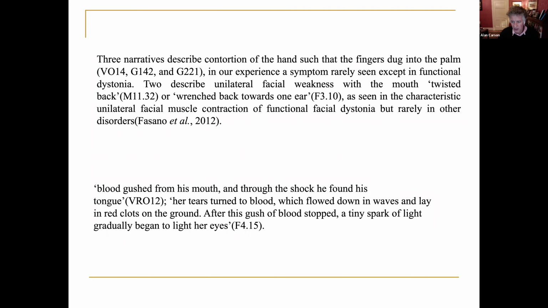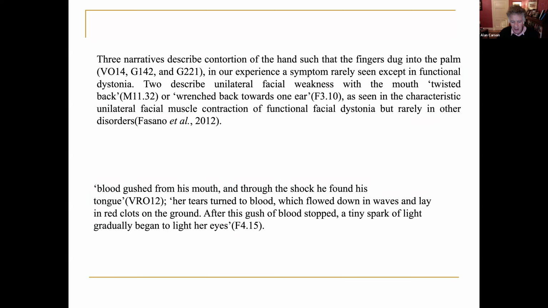And also unilateral facial weakness with the mouth twisted back, or as one put it, wrenched backwards towards one ear. Functional facial disorders are actually far more common than people realize, but they're not really paralysis, although they initially look like that. So they're often mistaken for acute stroke, but actually what you're getting is contraction of platysma, so that the face kind of drags down and across. It's really a form of facial dystonia, very rare in any other condition. And again, one just wonders if it tends to suggest something true.